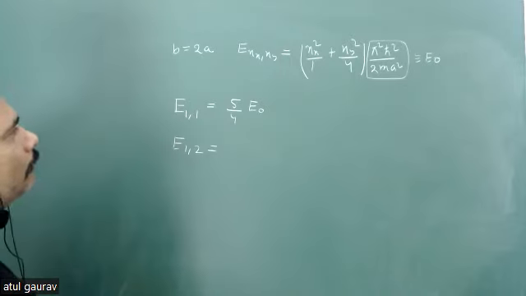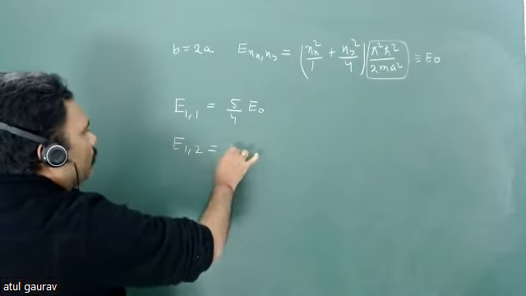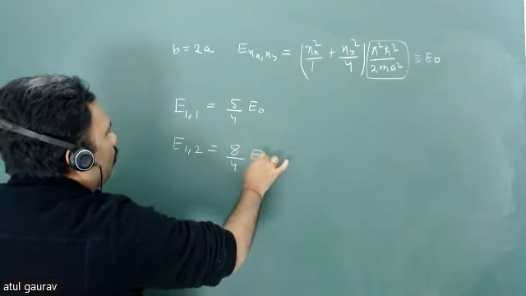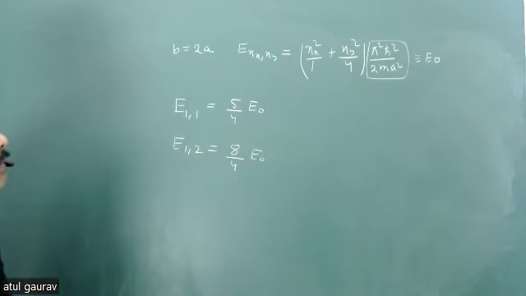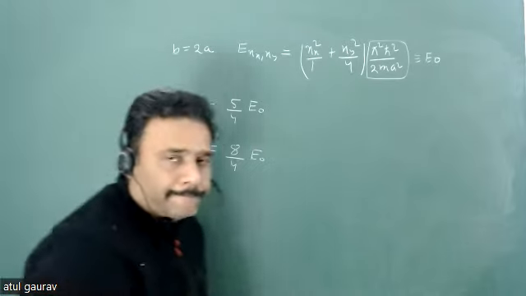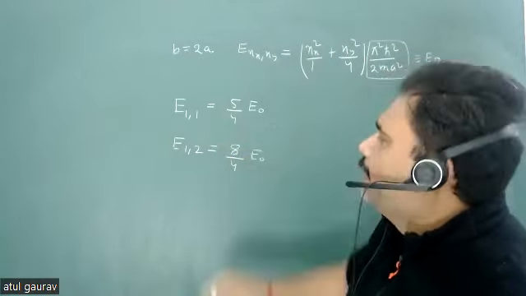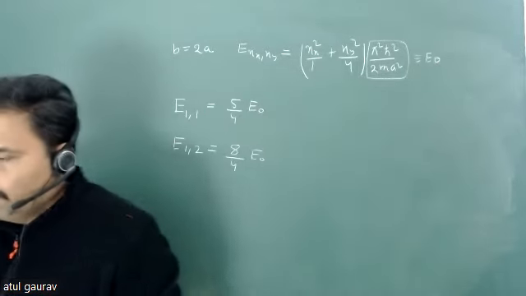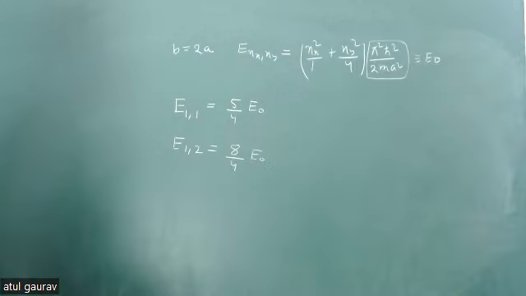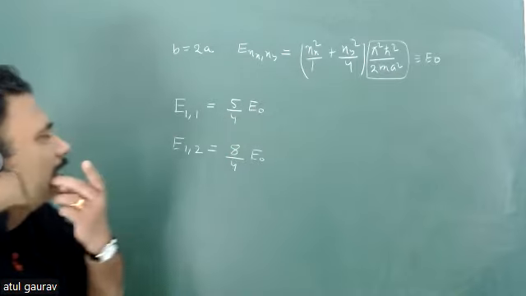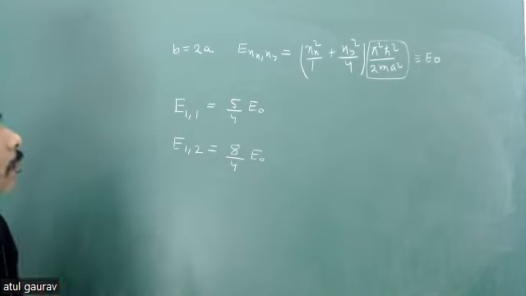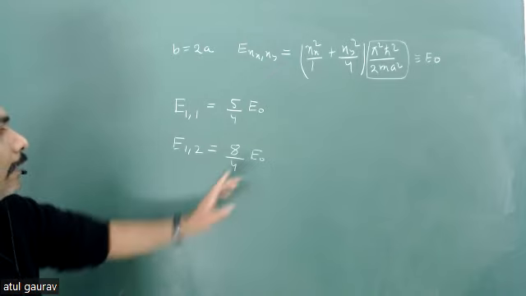क्या हो रहा है? 8 by 4 E naught, है ना? I deliberately keep the denominator the same so that we can compare it. Now 3 by 2, कैसे होगा? nx की वैल्यू 1 पुट करो और ny की वैल्यू 2 पुट करो, क्या होगा? 2 E naught ही आ रहा है ना, तो उसी को तो 8 by 4 लिखा है मैंने.